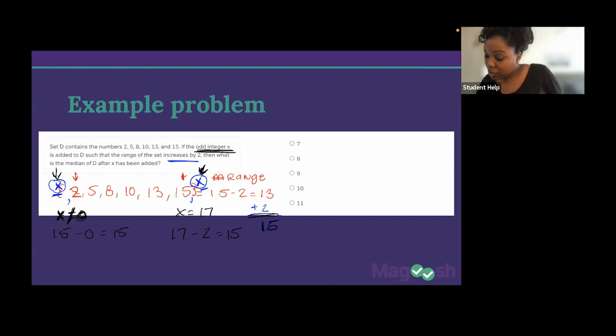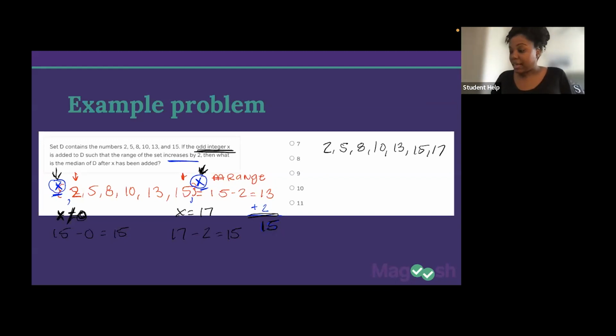So then what is the median of D after X has been added? So if X is added on that end, 2, 5, 8, 10, 13, 15, and 17, you guys tell me what our new median is. Okay, what is our new median?